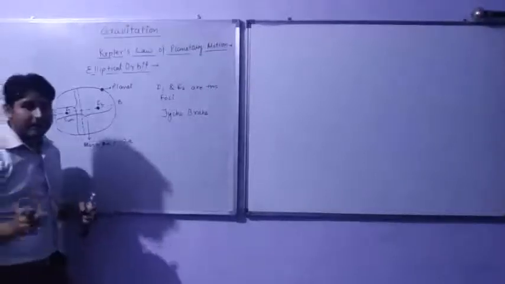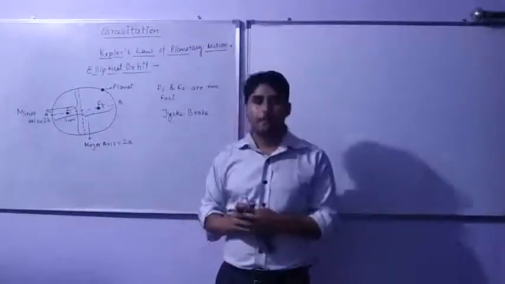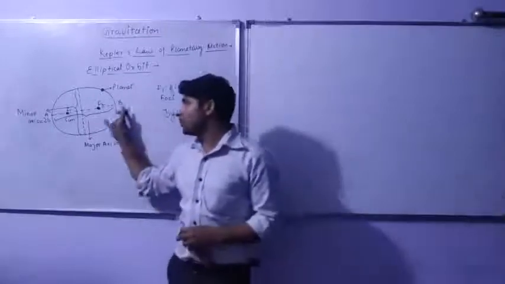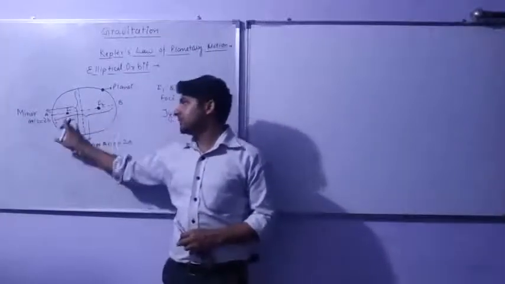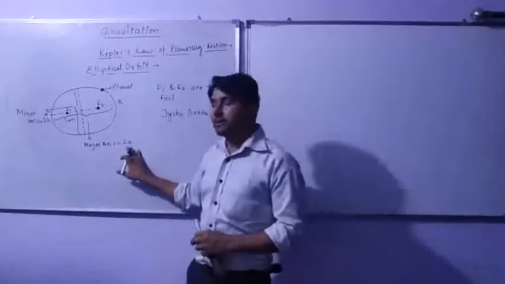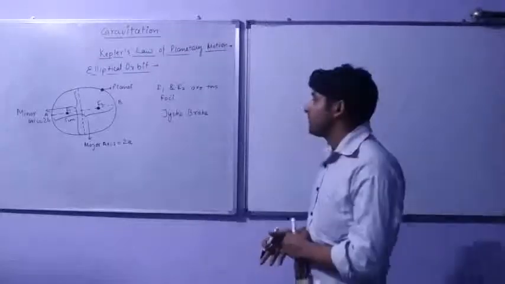And this major axis is denoted by 2a. Okay? इसका मतलब ये है कि इलिप्टिकल ऑर्बिट पे जो दो पॉइंट होंगे जिनके बीच की डिस्टेंस सबसे ज्यादा होगी, उसे मैं मेजर एक्सिस बोलता हूँ, and it is denoted by 2a, 2a.